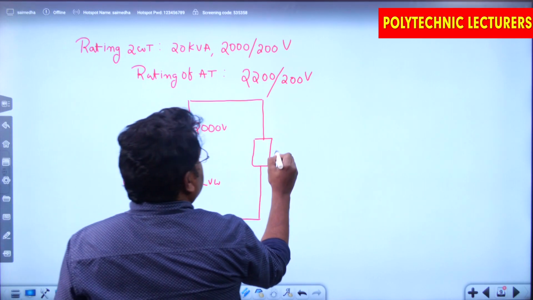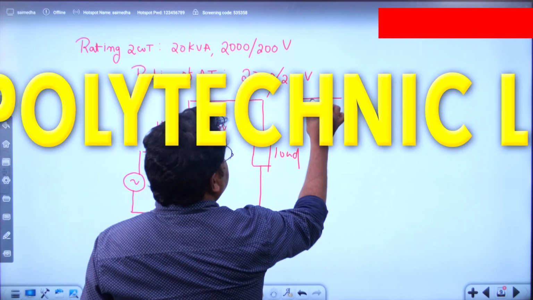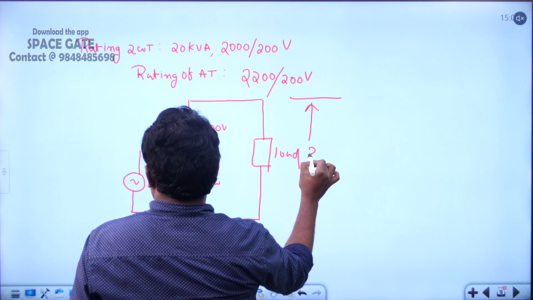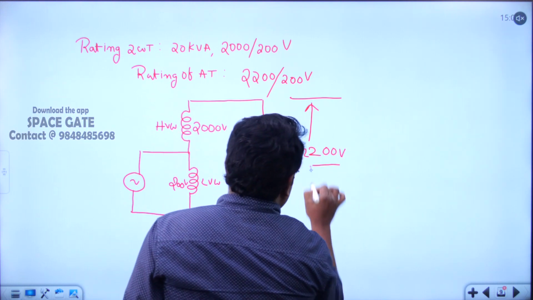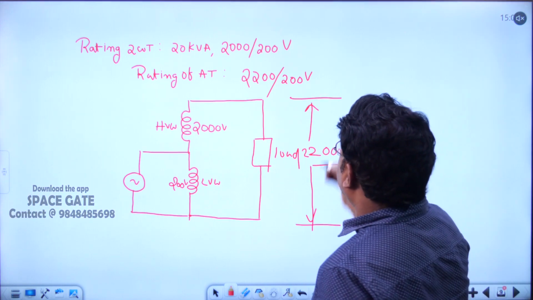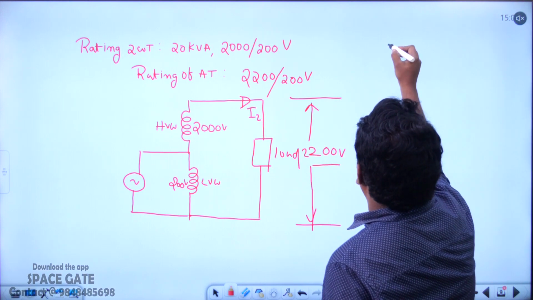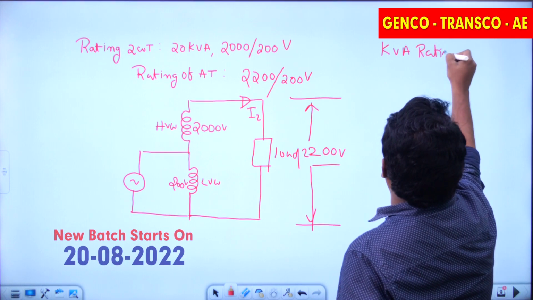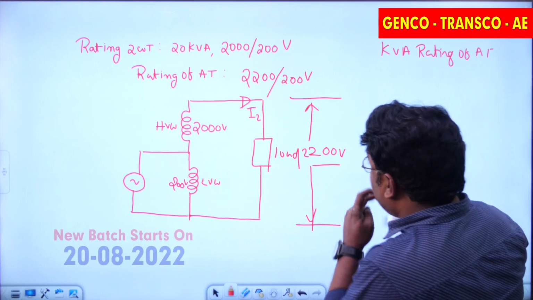Now this part, the load is given here. So now the load terminal voltage VT is equal to V2, which is 2200 volts. Like this we can calculate. Now let us find out the I2 value. So now the kVA rating of the auto transformer, that is equal to 20 kVA.